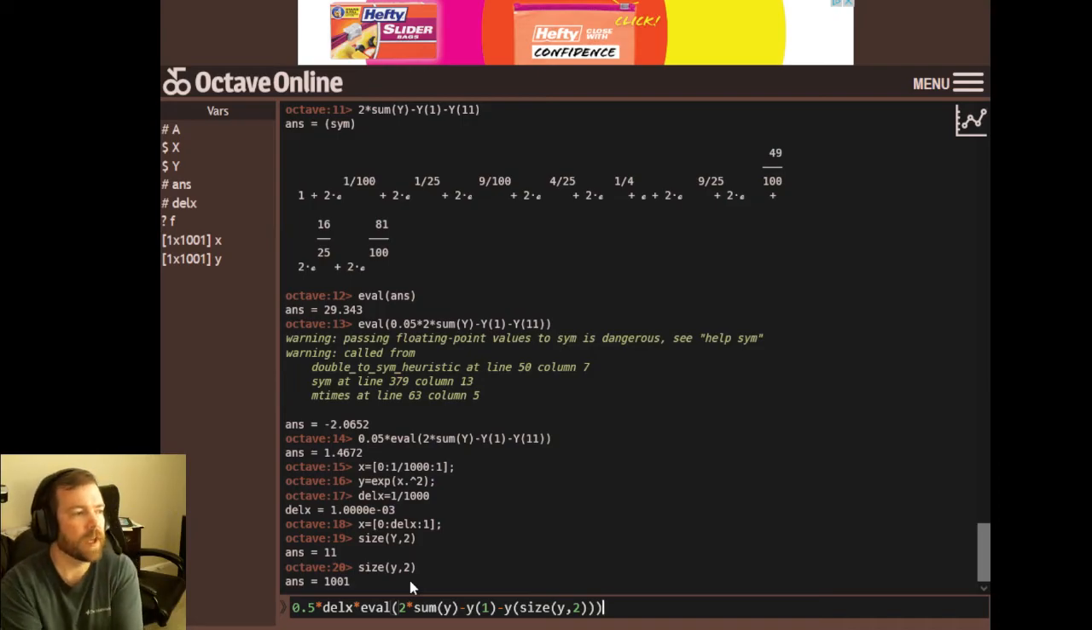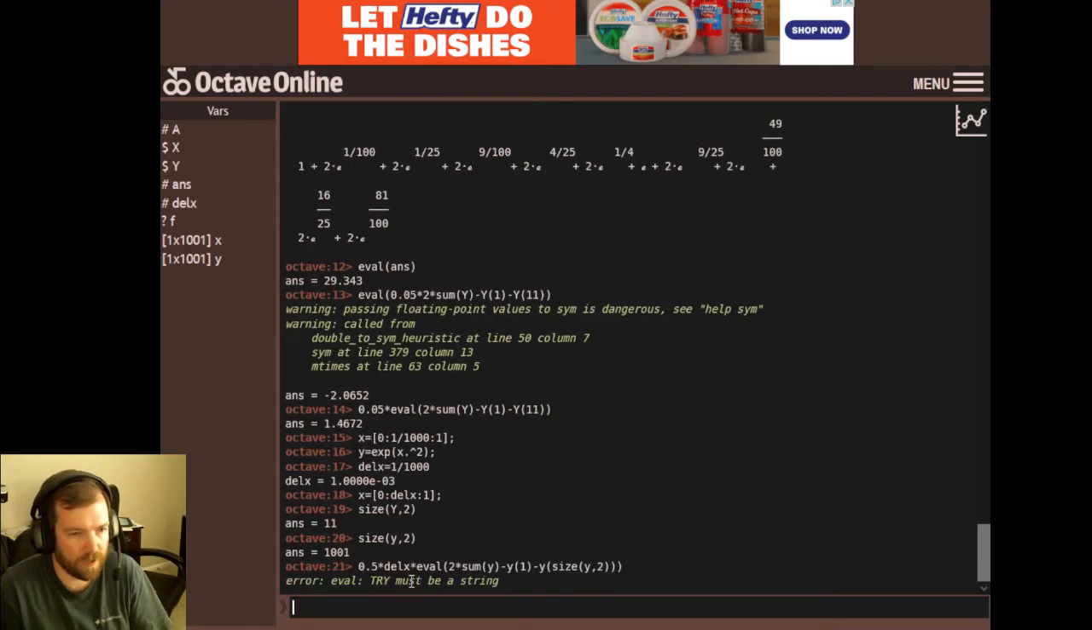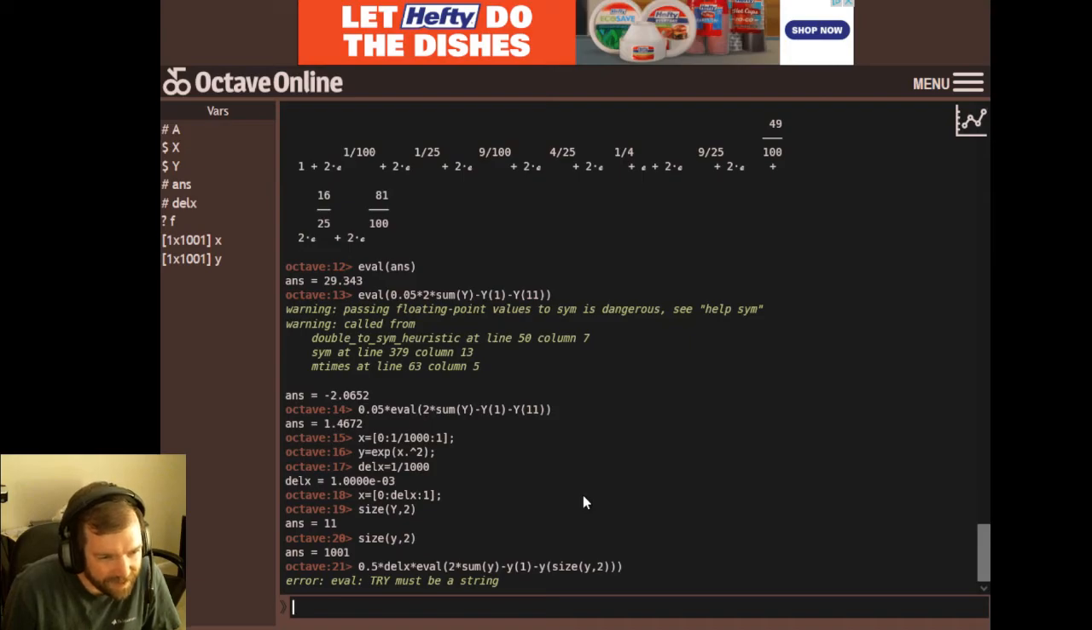Because this function is concave up, right? All of the straight lines are going to be slightly higher than the actual function curve. So this should technically be slightly lower than 1.4672. All right, what do we got?